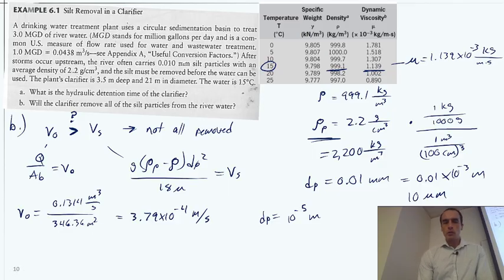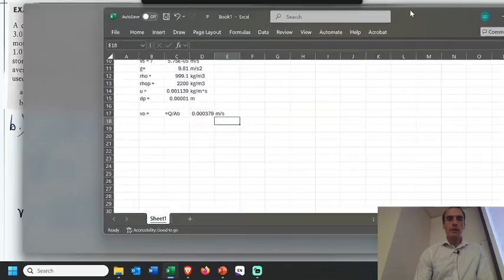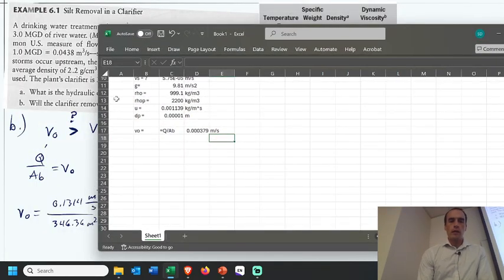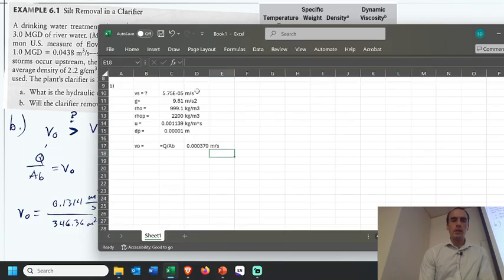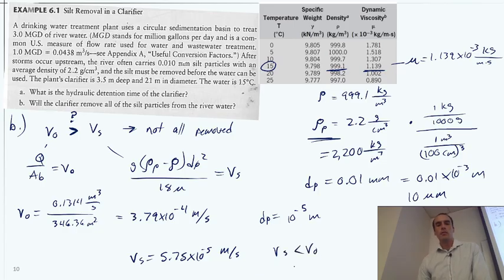I'll just go ahead and show you. I have all this laid out here, and our settling velocity then should be 5.75 times 10 to the minus fifth. So Vs, when we put all those numbers in, should be that many meters per second, and therefore Vs is smaller than V naught, meaning not all removed.